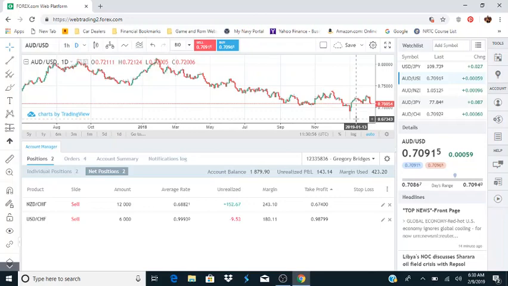So at that point, that's the lowest that the market has been for the whole year of 2018. So at that point, we would have entered a trade. Did I catch this trade? No, I did not. I did not trade the AUD USD at this level at all.